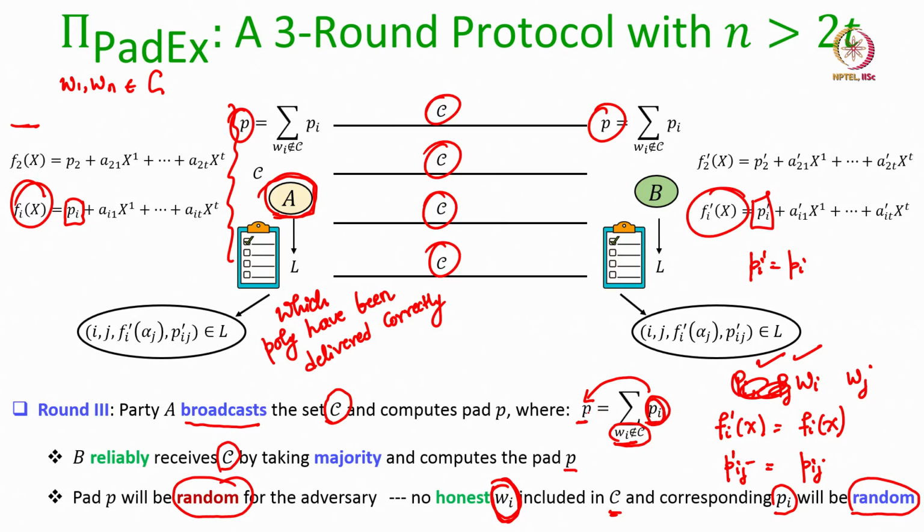Okay. So, this is the 3 round pad exchange protocol, which allows the two parties A and B to interact over the channels publicly, so that even if up to T channels are under the adversary's control and the adversary is computationally unbounded, it will not be able to stop A and B from agreeing on a random pad, which will be unknown to the adversary.